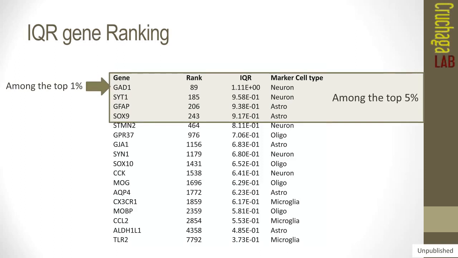So we analyze the IQR, the interquartile range. That's a measure of variation within each of the transcripts, but it's robust to outliers. So we observe that among the 1% of transcripts with highest variance, there are genes that are typical markers of neurons, and if we extend that to the 5% of genes with highest IQR, we are going to pick additional markers of neurons and astrocytes. So we know that although those are very similar brains, there is some variation there.